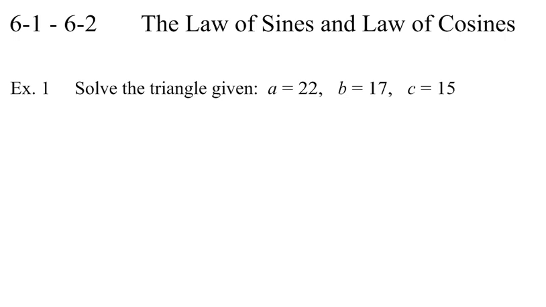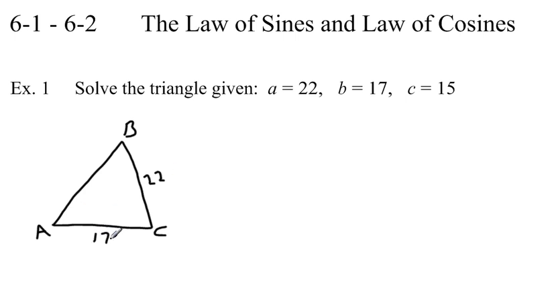So first problem says solve the triangle given A, B, and C. Now when we see this, I'm just going to start by sketching a triangle. And capital letters are usually used to designate the angles of this triangle. Small letters are used to designate the lengths of the sides. So side A is always across from angle A, so that's 22 units. Side B is across from angle B. Side C is across from angle C. So first thing we should always start with is just a sketch of this triangle.